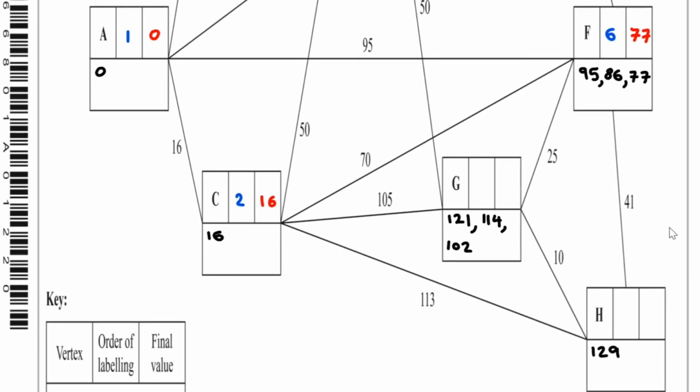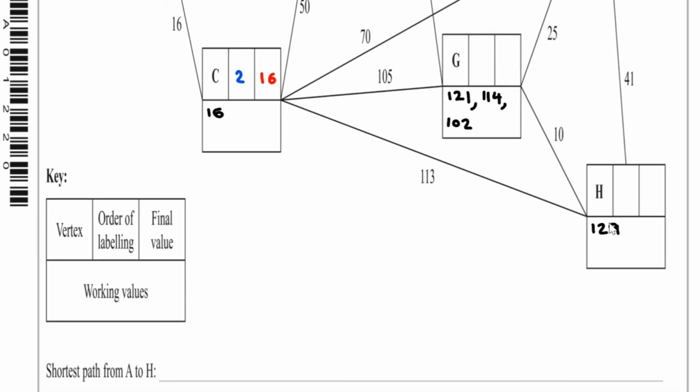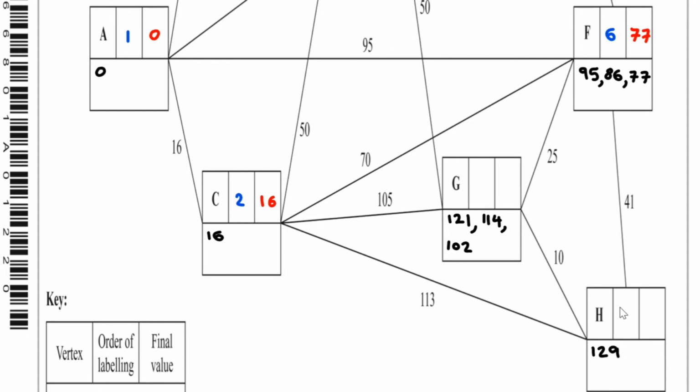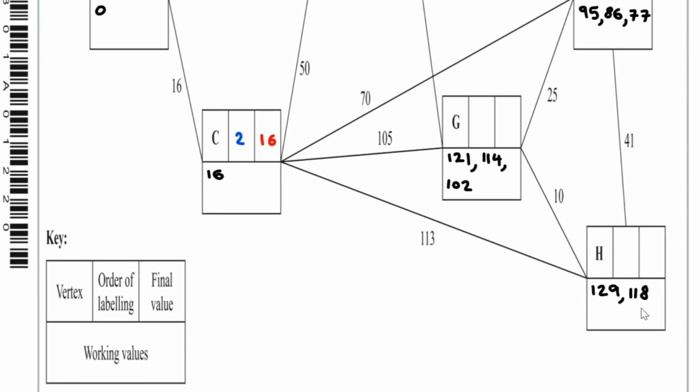And then we've got 77 plus 41, which is 118. So now the smallest from the 102 and the 118 is the 102. So G has a final value of 102, and it will have an order of labelling of 7. Now 102 plus the 10, that's 112. So that means nothing else to compare with.